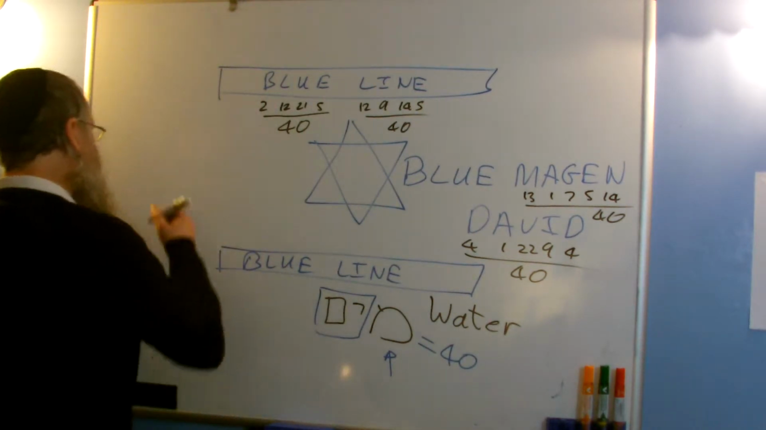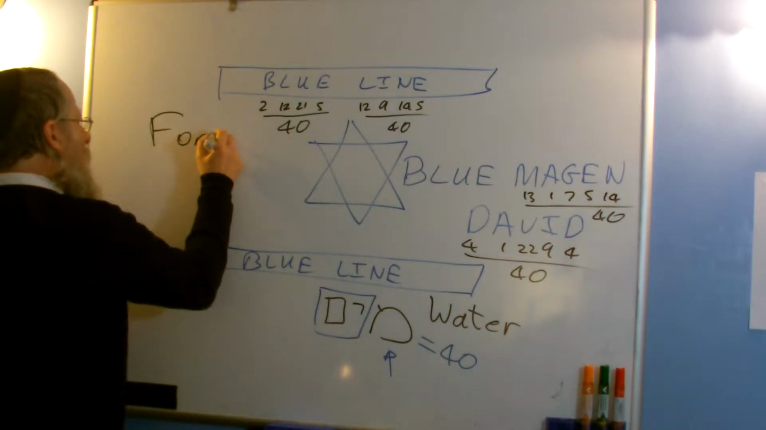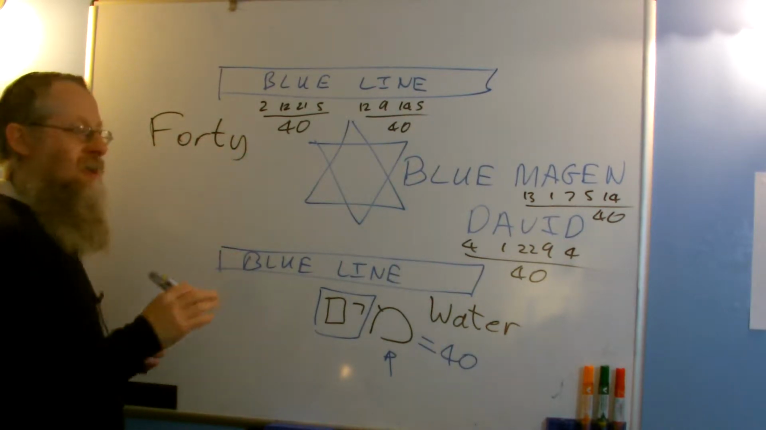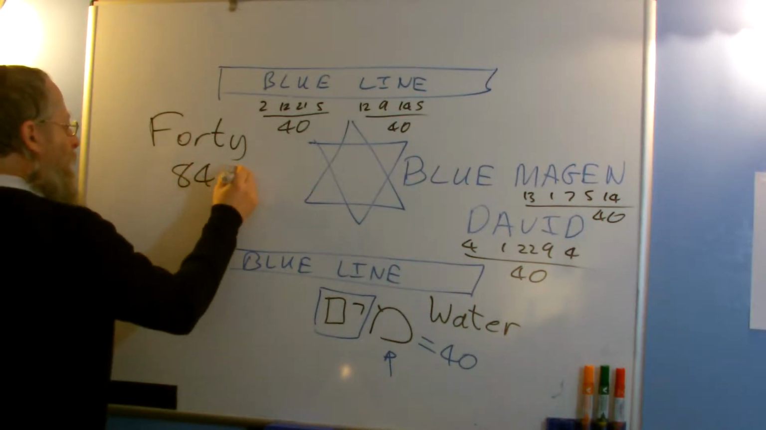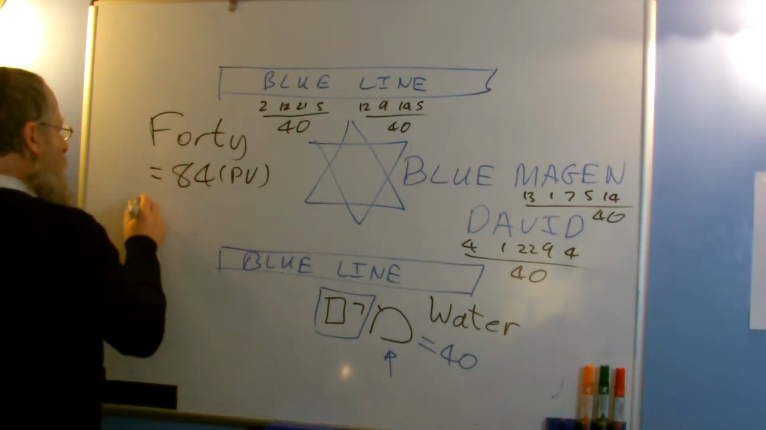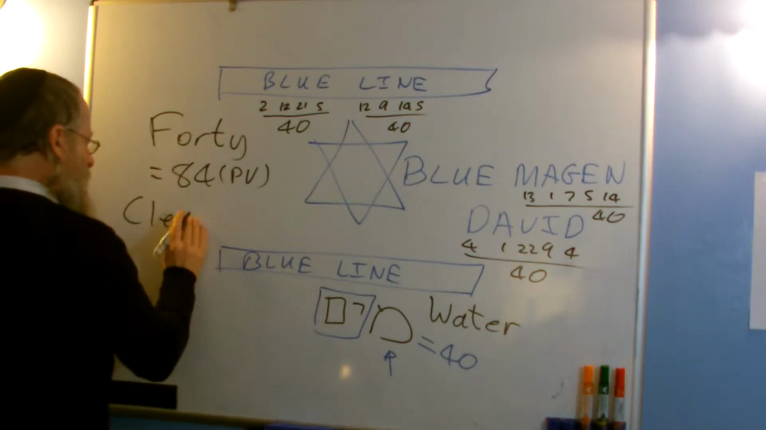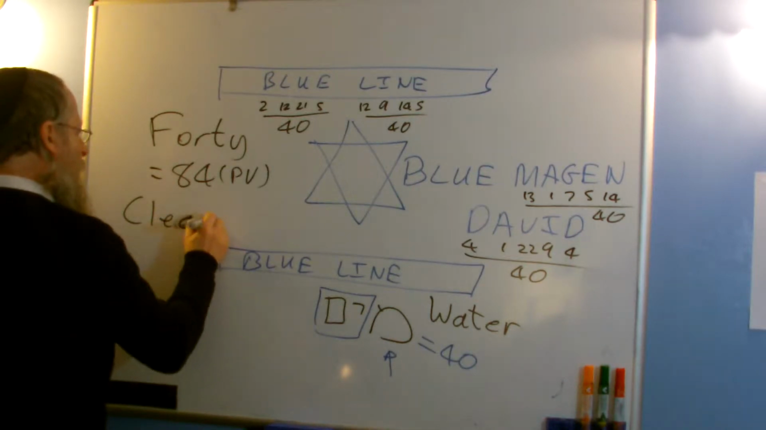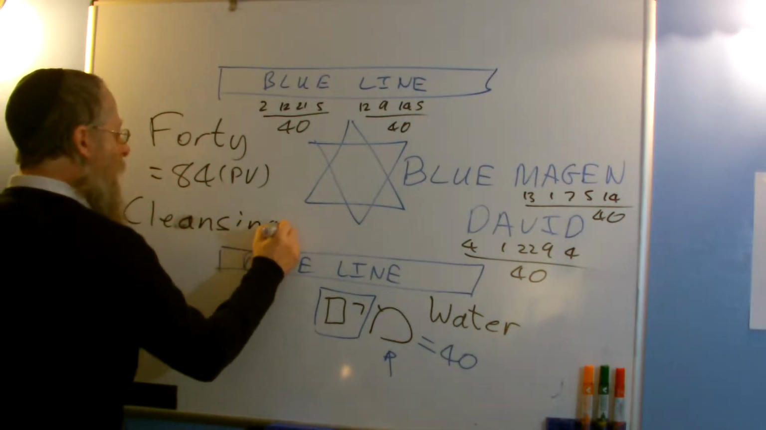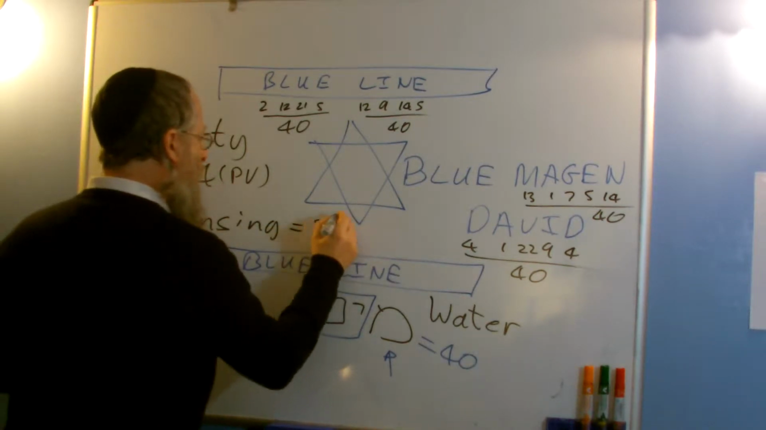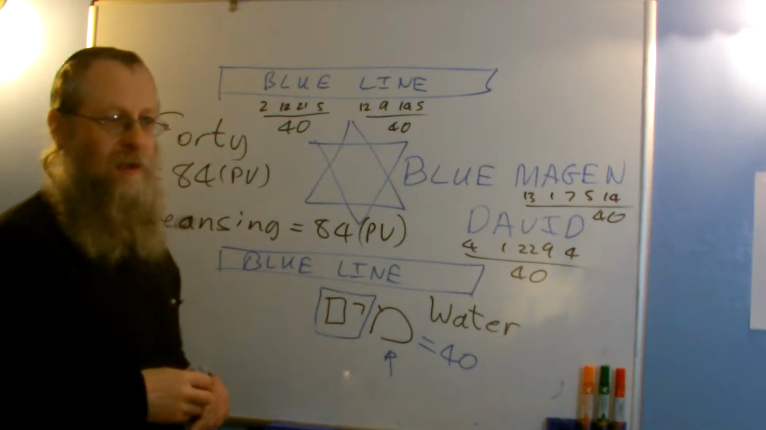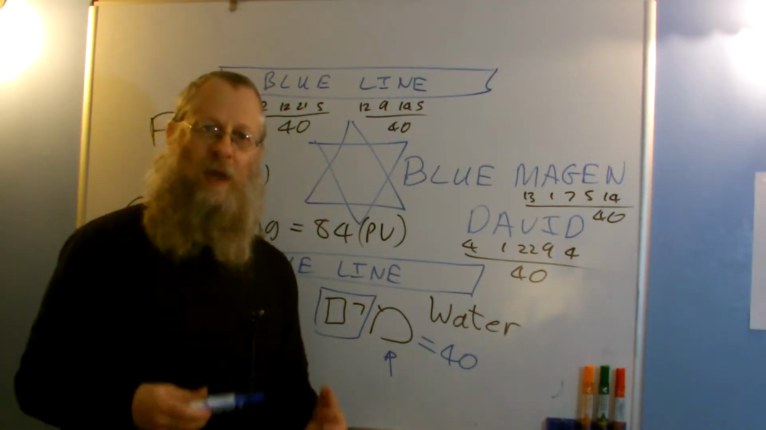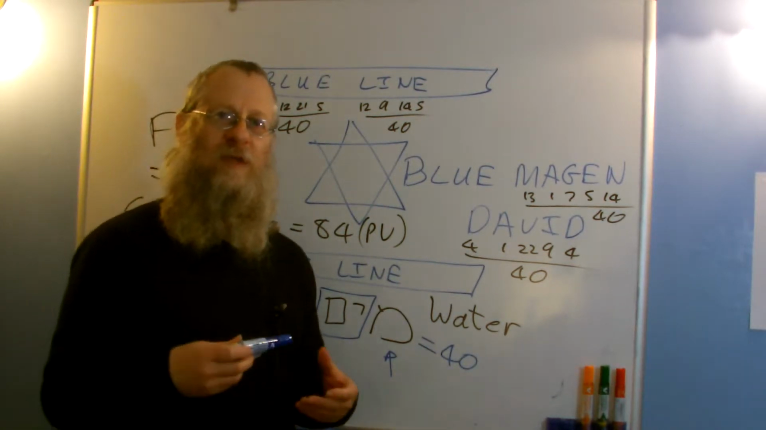In fact, the word forty in English, in the placement value, is 84. And the word cleansing, check that out, cleansing, is 84. And the connection with that is that 40 has the power to cleanse. That's why it rained for 40 days and 40 nights.